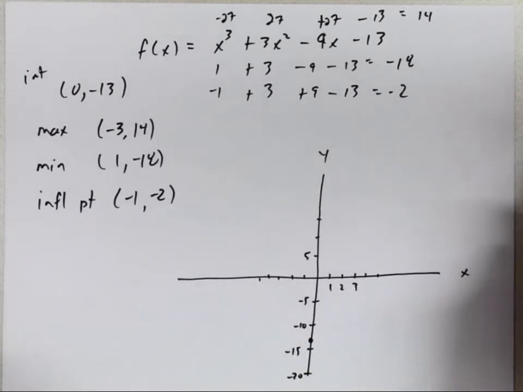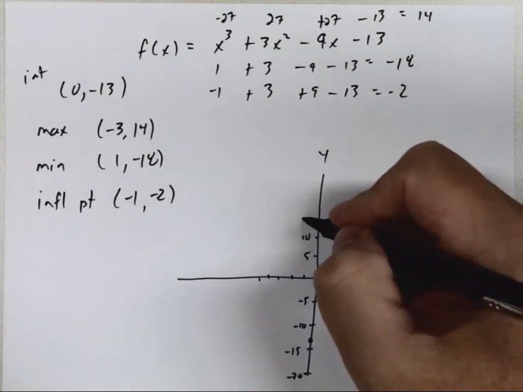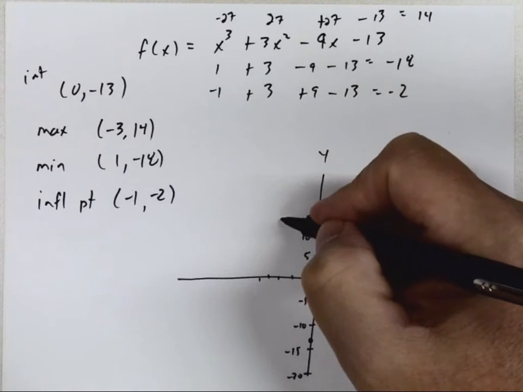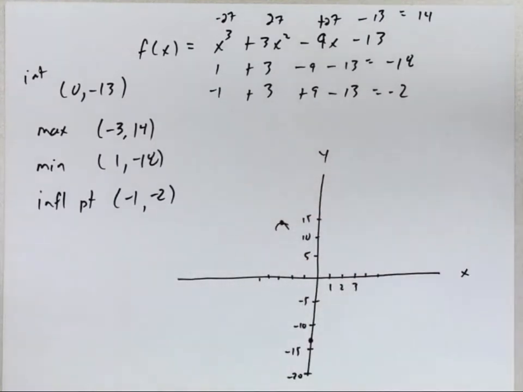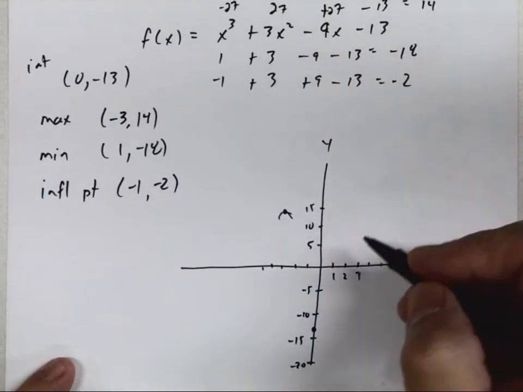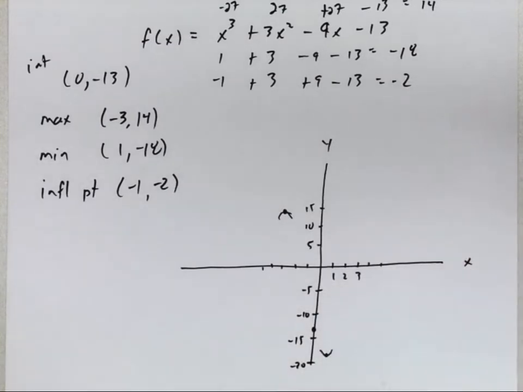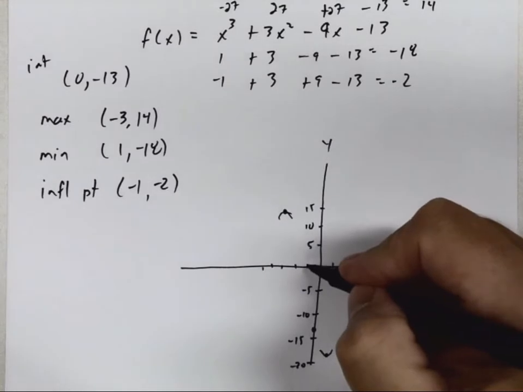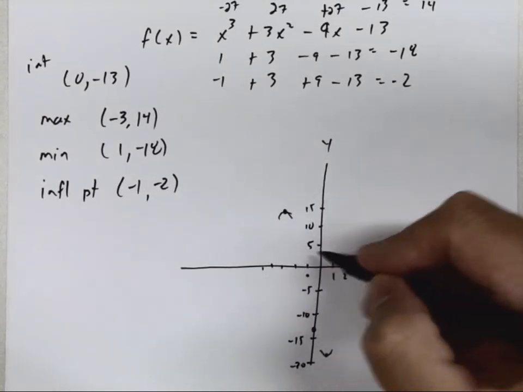I have a maximum at -3, 14. So I'll just draw a little, it's like a maximum, something like that. Minimum at 1, -18. Something like that. Point of inflection, -1, -2. So here's where it changes.